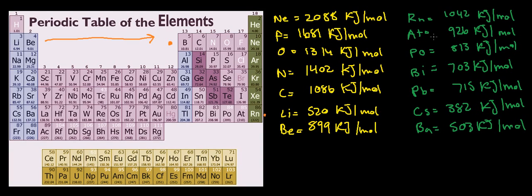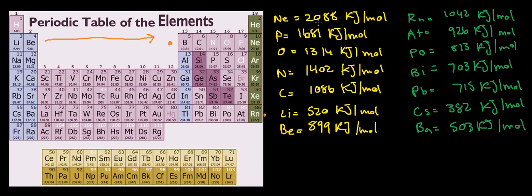Same trend, though not as large a disparity between them, and one reason for that is that these electrons are so far out from the nucleus in comparison with these ones that the effects are much less than if they were closer to the nucleus. So there's a lot of electron shielding from those inner core electrons.